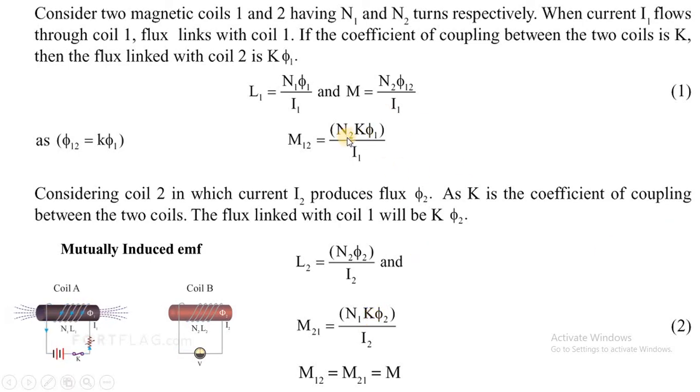N2 into K phi 1 divided by I1, N1 into K phi 2 divided by I2. Is it so?